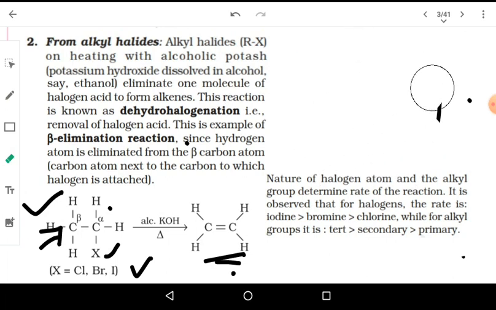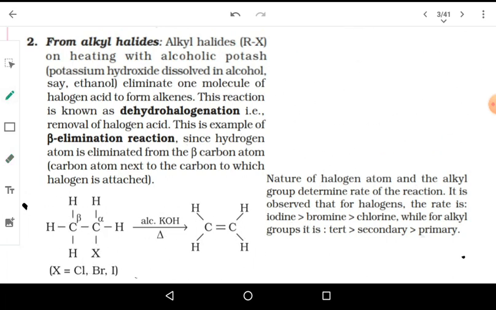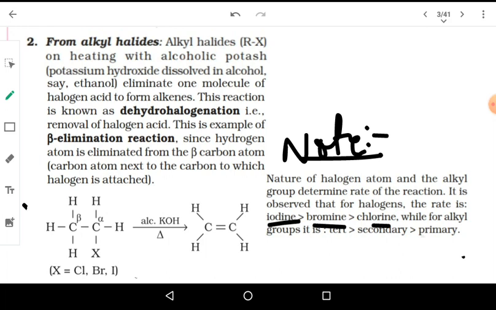Now let us see some important notes over here which are given in NCERT. We can get order-based questions from here. What is that? First one is the order of reactivity of halogens towards beta elimination reaction. It is iodine, then bromine, then chlorine, and least is fluorine. And when we consider the alkyl group, the reactivity of the alkyl group towards the beta elimination reaction follows the order tertiary, followed by secondary, and finally primary. So this order is important for exams.